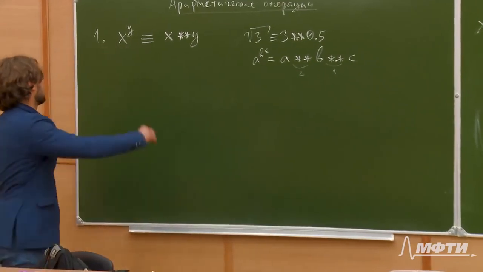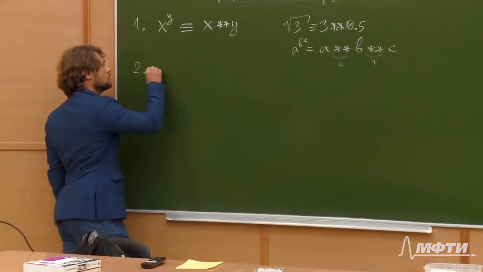In short, the second operation by priority is the unary minus.